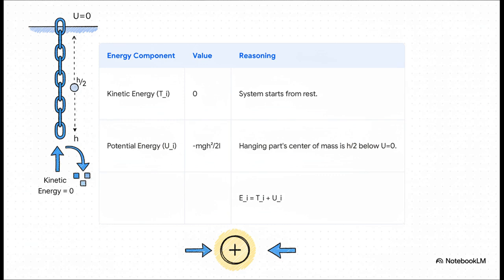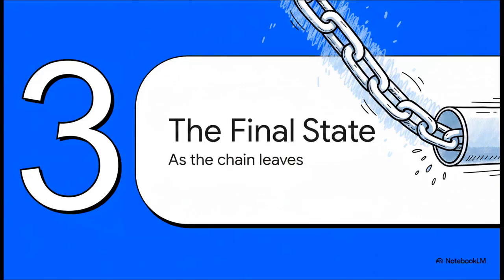Since it's below our 0 line, we call that a height of negative h over 2. So we plug it all into our formula. Mass mh over L times g times height negative h over 2. Multiply that all out, and you get negative mgh squared over 2L. Perfect. We've got our starting energy locked in.